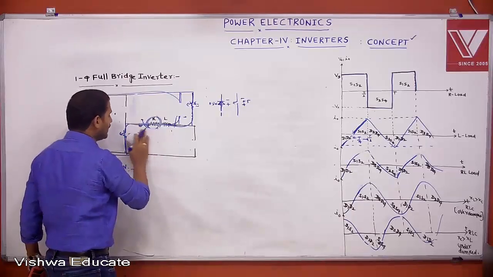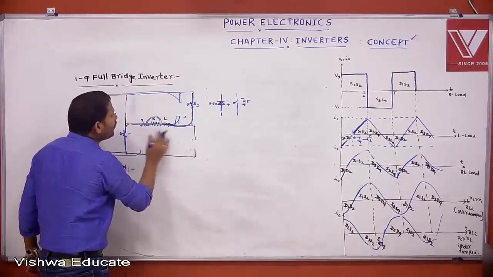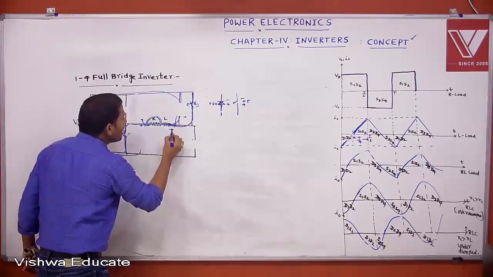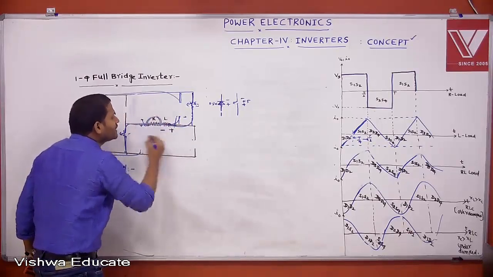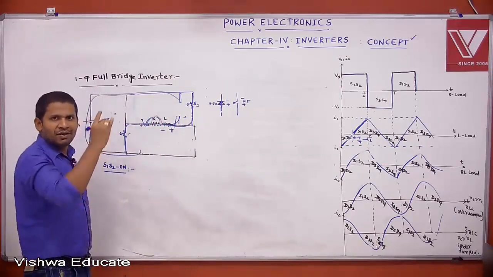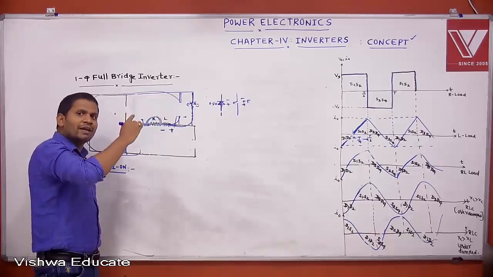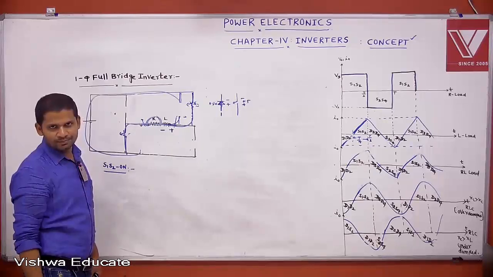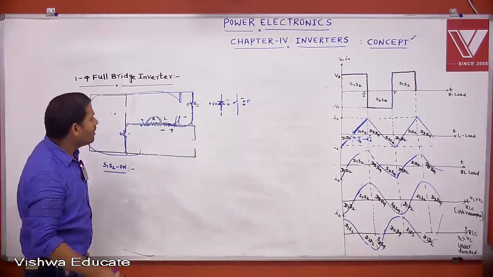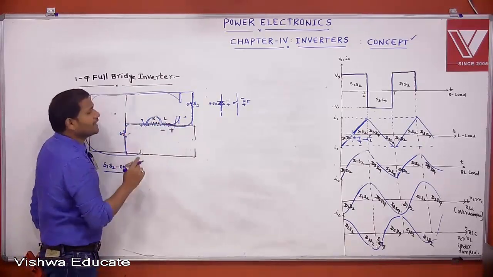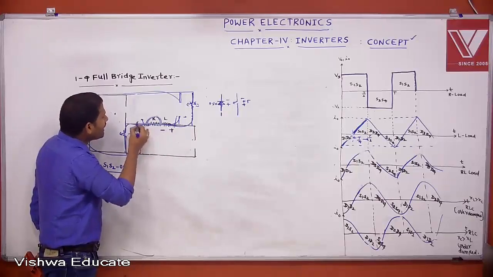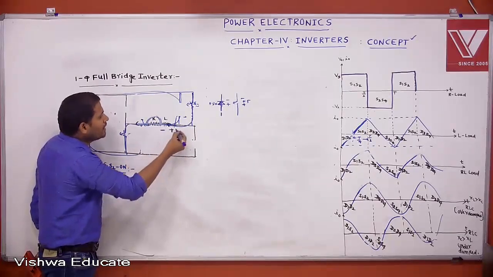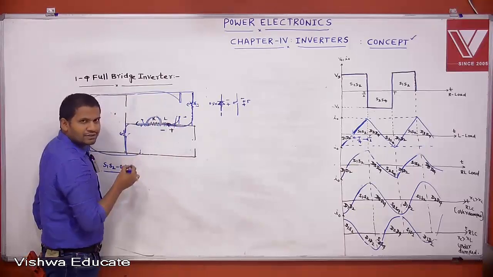Now tell me again, if S3, S4 is conducting, this is plus, this is minus. Again the inductor is storing the energy. In the previous case, the energy stored by the inductor is dissipated in the resistor because of the D3, D4 diodes. Now if S3, S4 is triggered, then current is flowing like this. This is the direction of flow of current. Now the inductor is storing the energy.